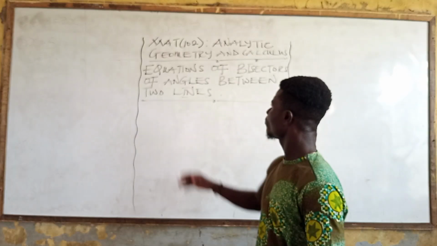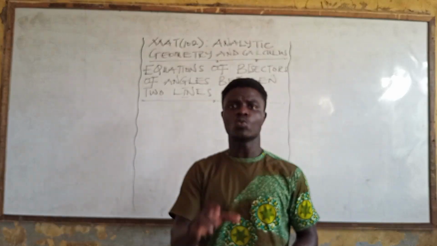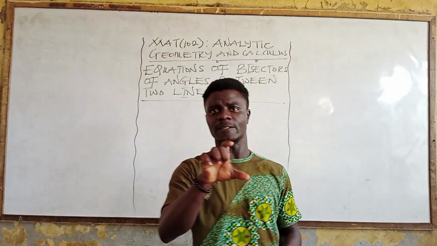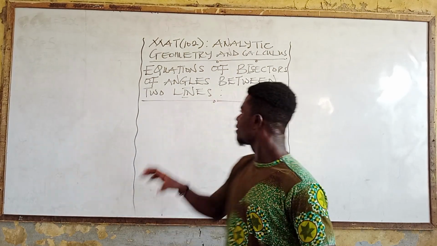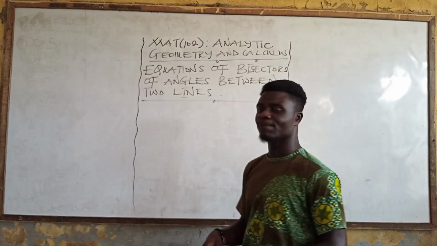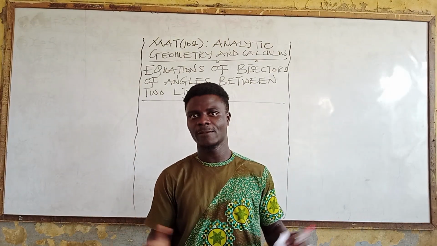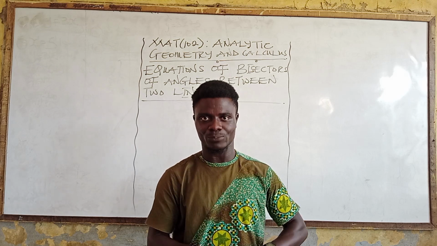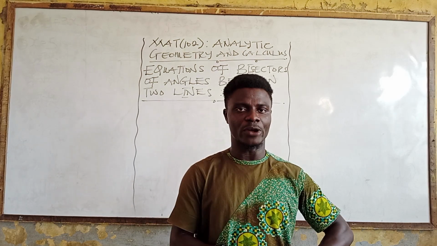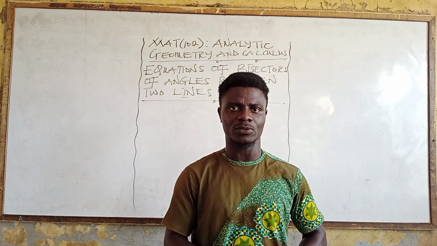So if you have the equation of bisectors of angles between two lines, we want to find the equation, or the two equations, of the bisectors bisecting the given lines. So how can we find the equation? Let's proceed. Kindly watch very carefully. I'll be solving just 3 examples. Stay tuned.